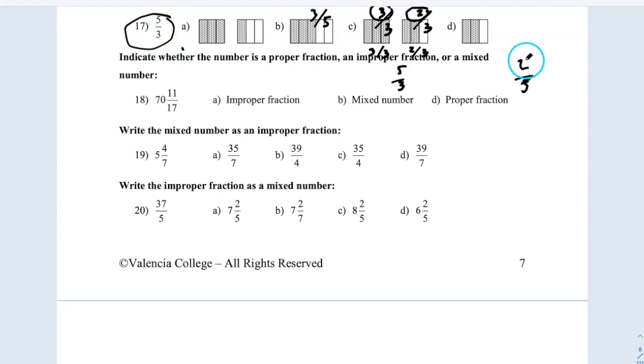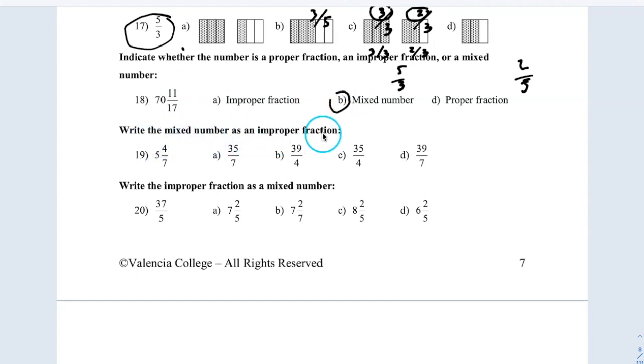Proper, the top is smaller than the bottom. And a mixed number is this, 7, a whole number and a fraction. A mixed number is a whole number and a fraction. There you go. So right now, this is a mixed number.